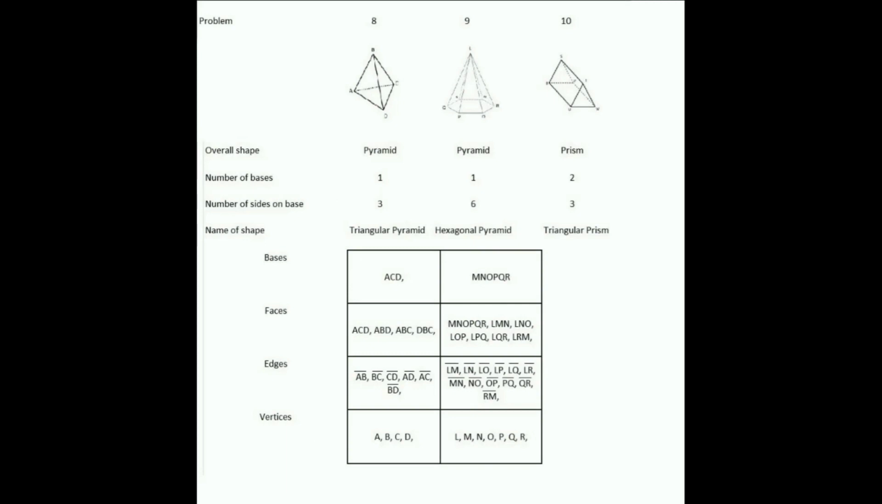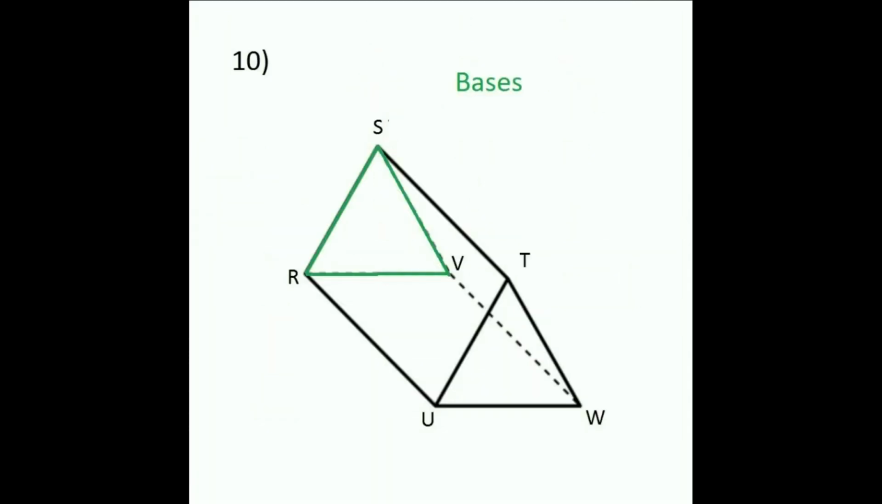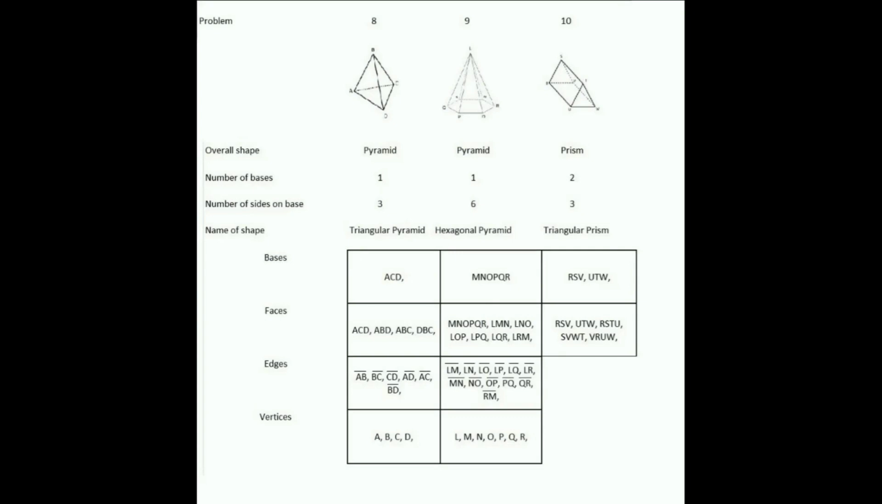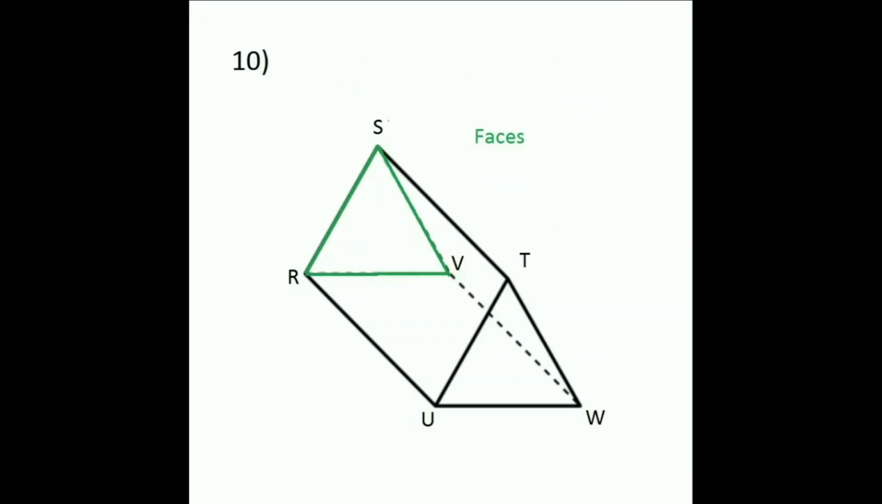Now we're on to a more familiar shape, that's the triangular prism. So, looking at our bases, and again I said that there were two. Our base includes RSV and UTW. So those are our two bases. And let's see, our faces here, we have 5 of them. Let's look at them. Face and base, RSV, face STWV, face RSTU, face RVWU, and face UTW.